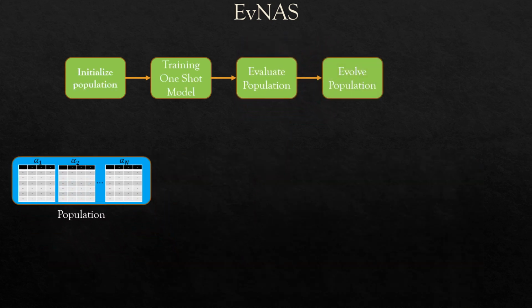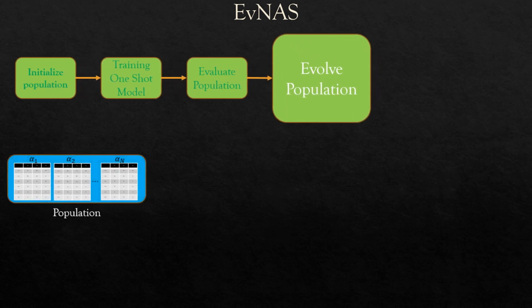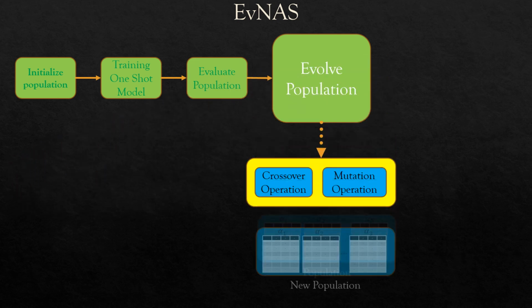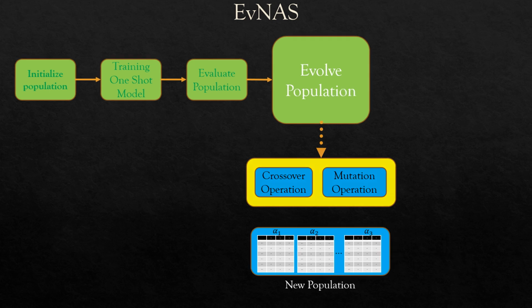After evaluation, we evolve the population to get the next generation population. This is done using both mutation and crossover operations discussed earlier. Here we also use elitism wherein the best fitness individual is copied without any change to the new population.